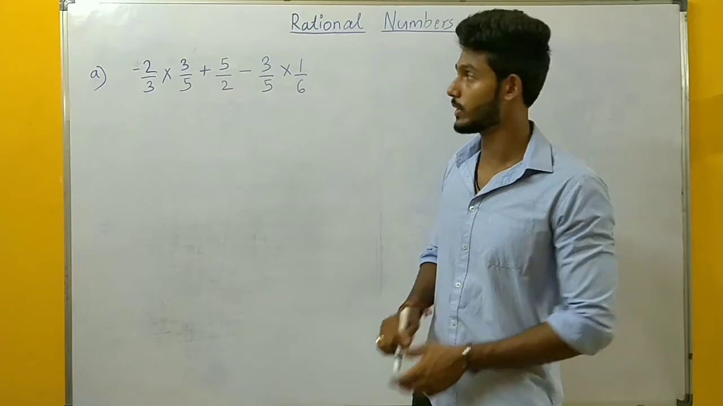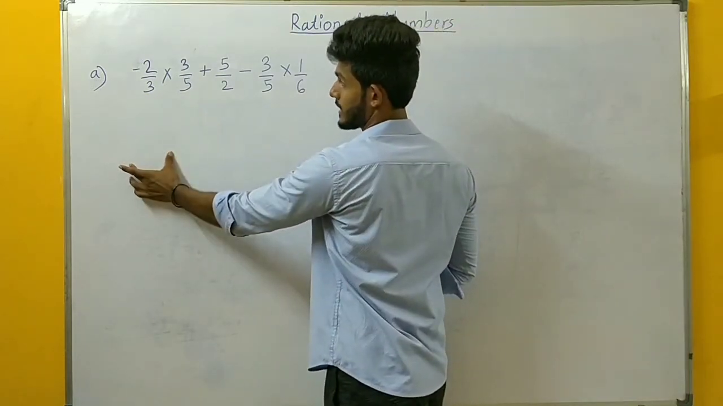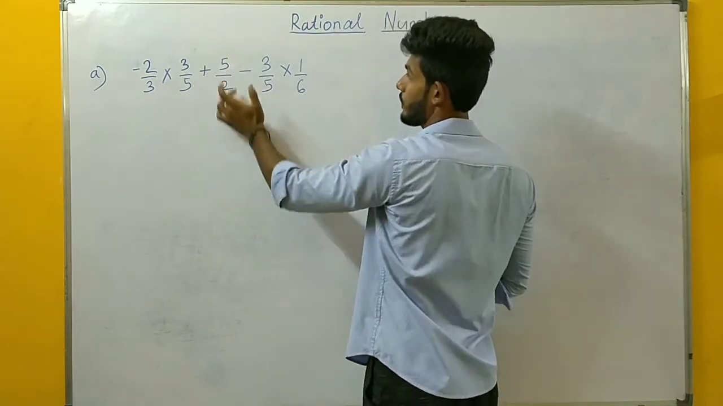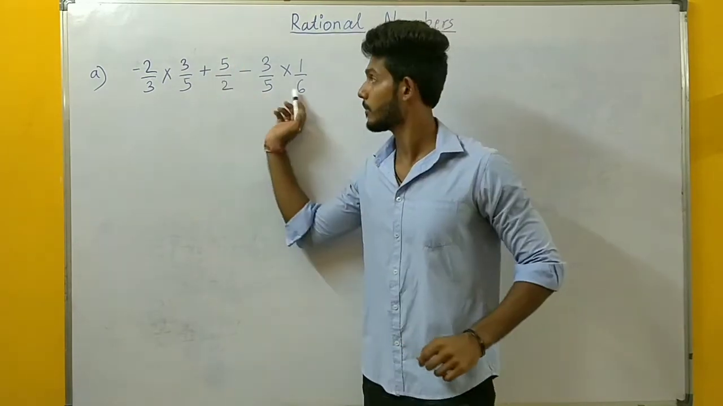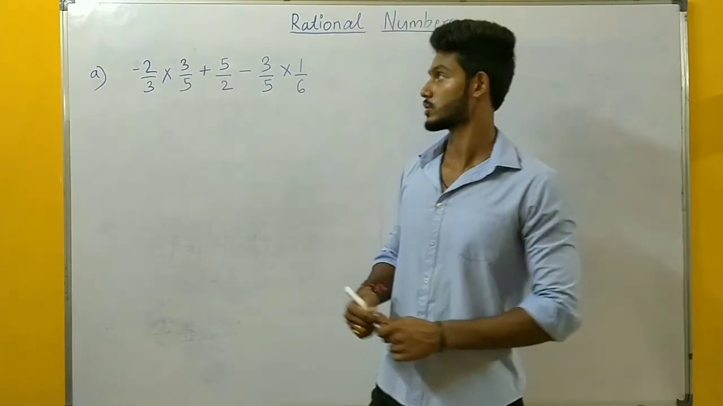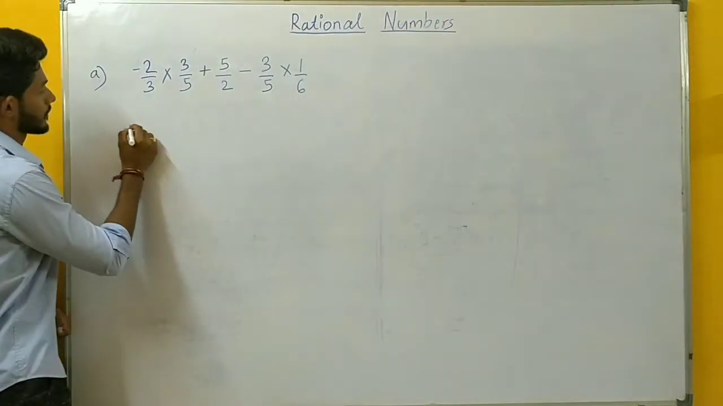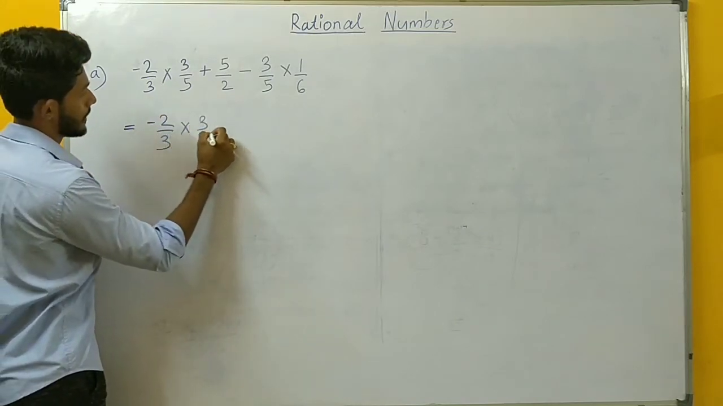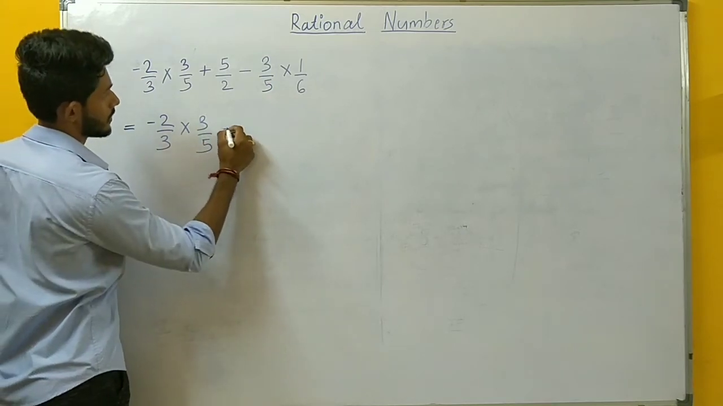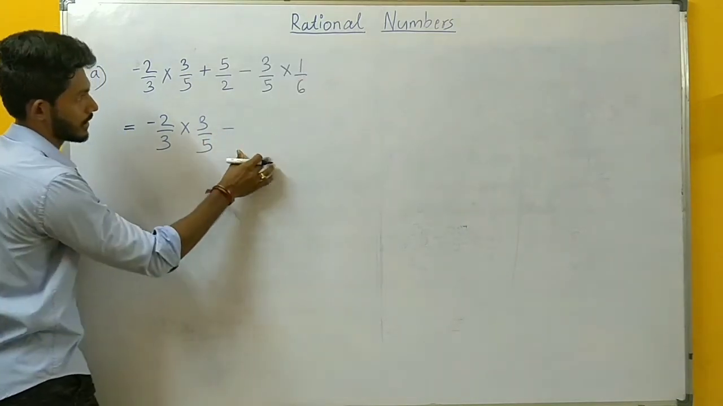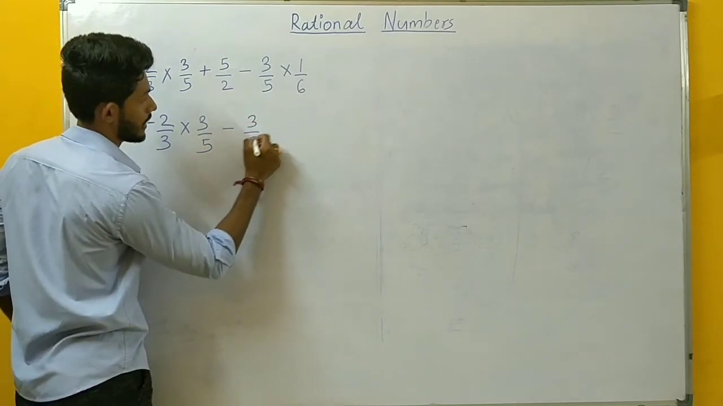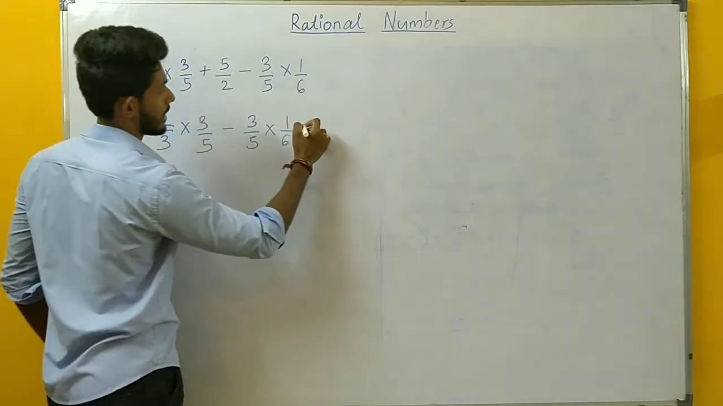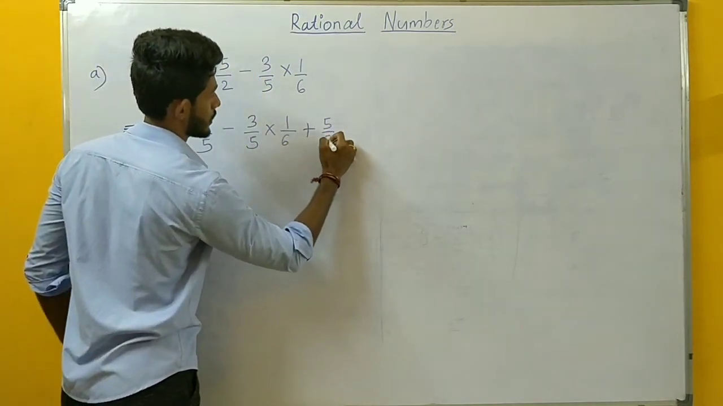So what we are going to do is we are going to take these terms over here and this term club together, and then we will add 5 plus 2 to the answer of these two numbers. So let's do that. Negative 2 by 3 multiplied by 3 by 5, negative, so I'll take this term over here, negative 3 by 5 multiplied to 1 by 6, and the remaining last term I'll write over here, 5 by 2.